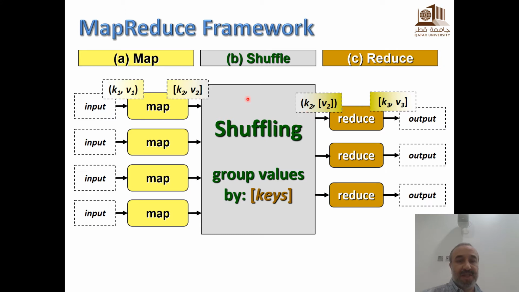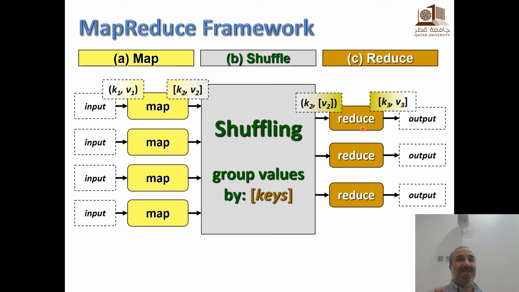Okay? So this is the input. This is called the intermediate output. The intermediate output through the shuffling phase is grouped, and every single key will be processed by one reduce function. What is the role of the programmer here? Write the map function, which will be called on each record, and write the reduce function, which will be called for each unique key in the intermediate output.